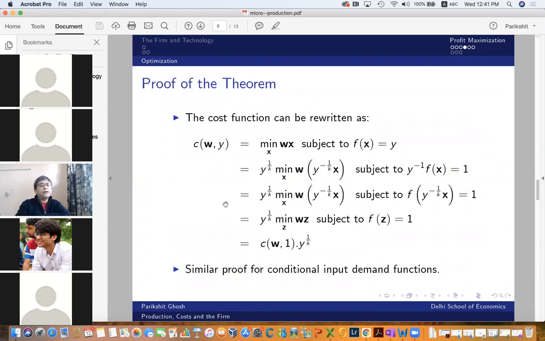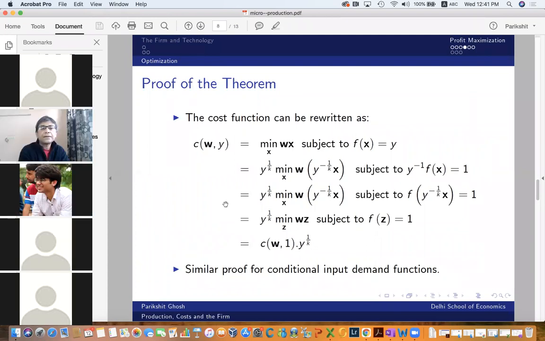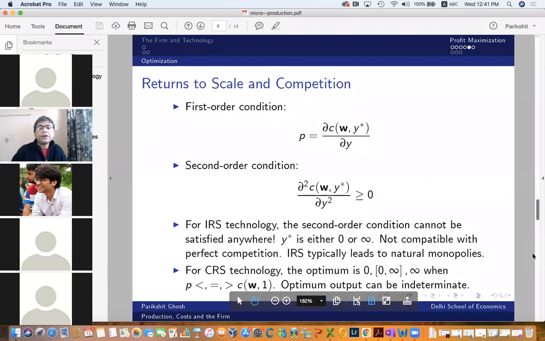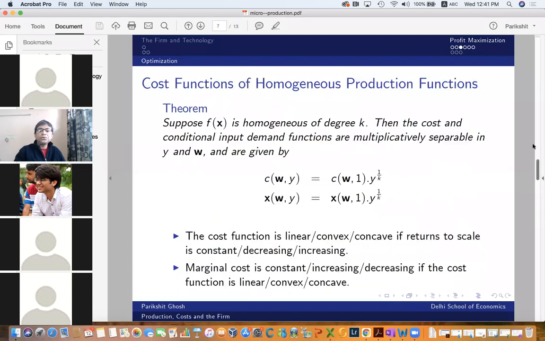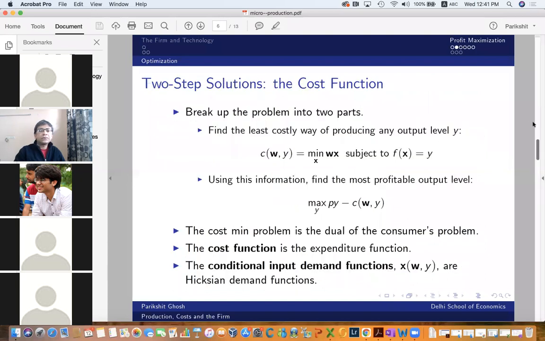Okay, Kanishk. Sir, my hand was up. I'm sorry. Okay, Antora. Antora, you have a question? Maybe that's an error. Okay, so now let's go back to the second. Sir, I have a question.